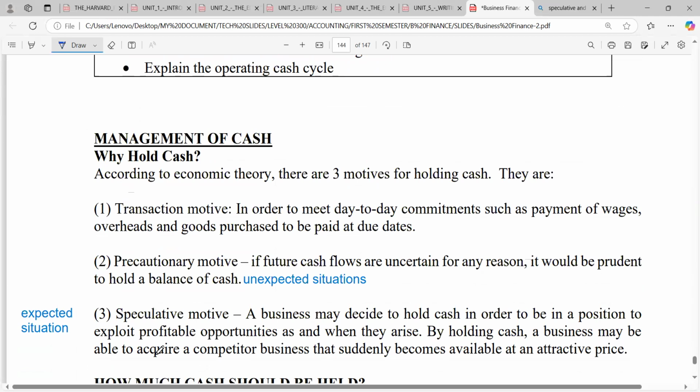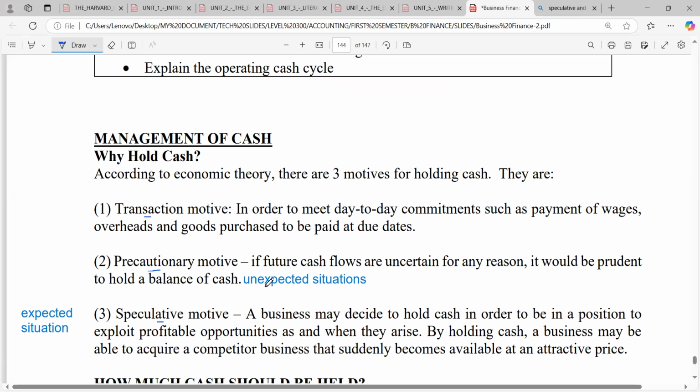You hold cash for 3 purposes or motives: the transaction motive, the precautionary motive, and the speculative motive. Transaction is that you are keeping the cash to be able to meet day-to-day commitments, such as the payment of salaries, expenses, buying goods, and paying certain dues at dates. And then also precautionary: you are keeping the cash for an unexpected situation. You don't expect the situation to happen.